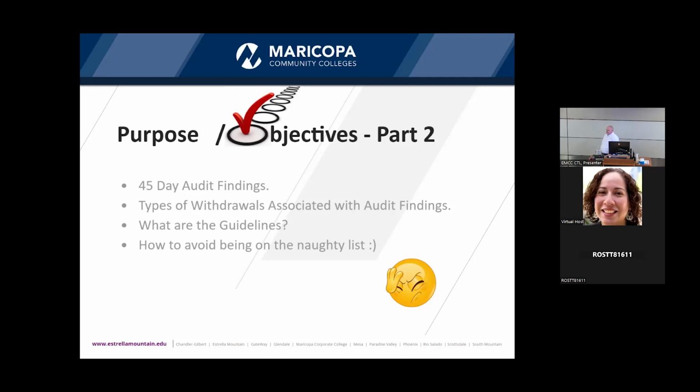Okay, sounds good. So, purpose and objectives, part 2. We're going to talk a little bit about 45th day audit findings from one of our audits a couple of years ago, the type of withdrawals that were associated with those audit findings. What are the guidelines? And then, of course, how do you avoid being on an audit list?